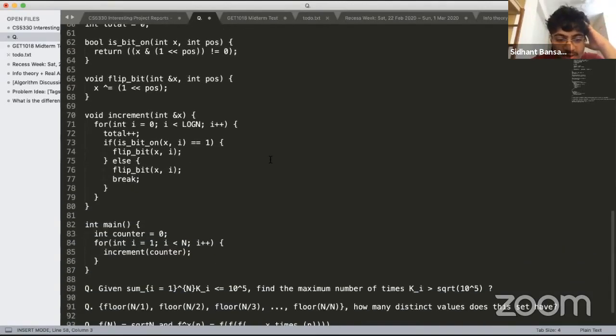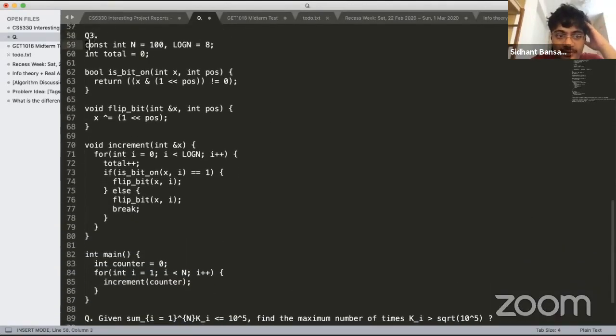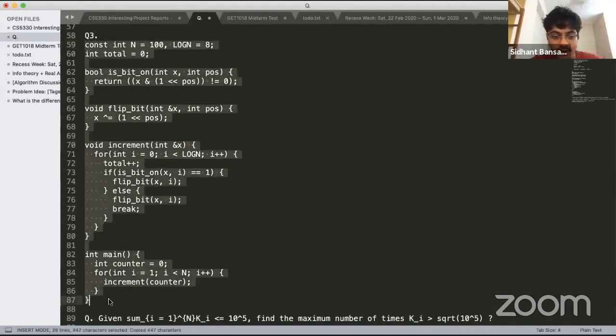Question 3. Okay, so this is a pretty long question. I'll give you some time to think about it. I'll just copy the code here. I ran this code on my PC and it works. So I shared it on the text chat for everyone.